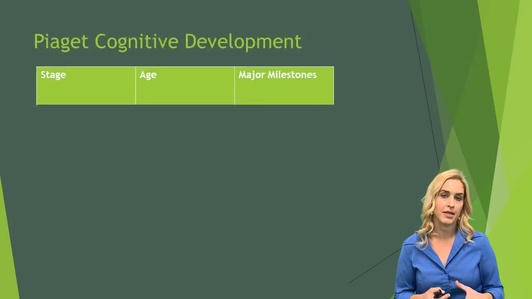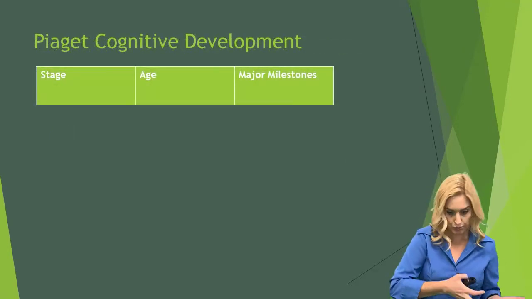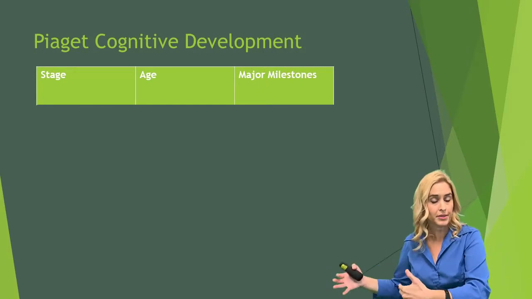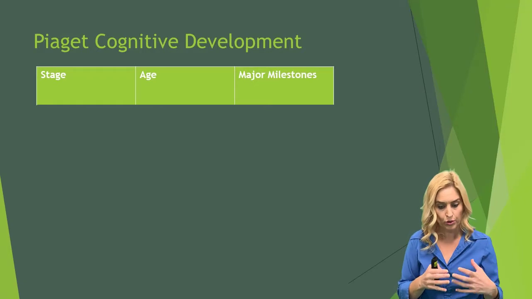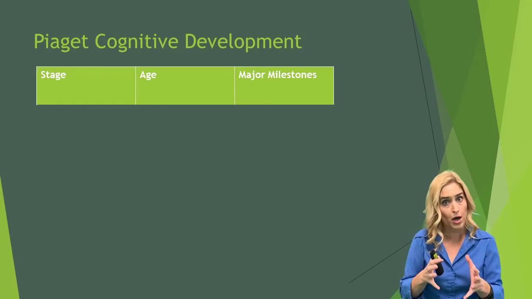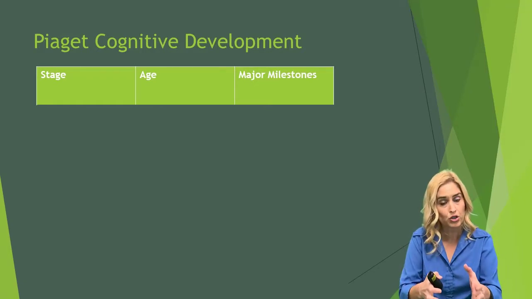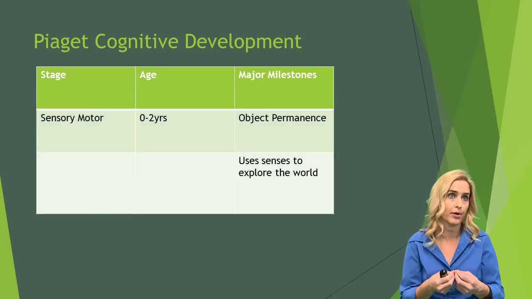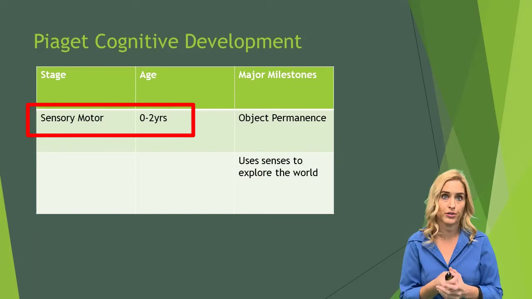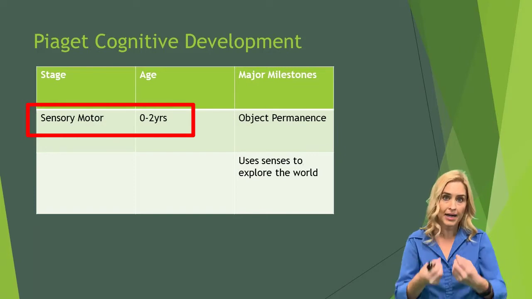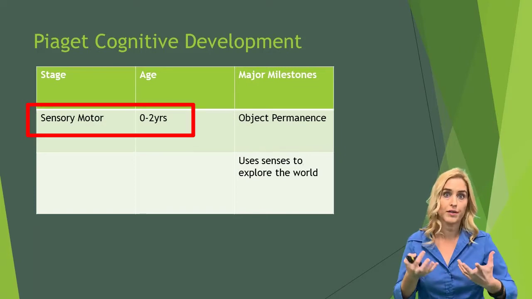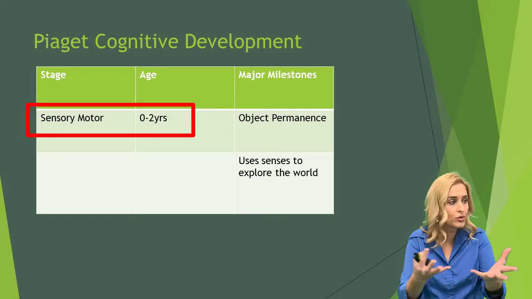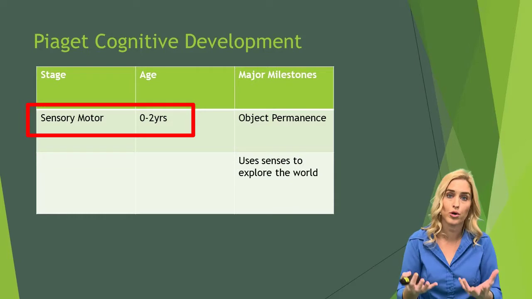Some of the other things that Piaget gave to us in his research is this idea of the stages of development. He was the first individual to take some of the idea of the stage model from Freud and apply it to our cognition. So the first stage is sensorimotor, and this is from 0 to 2 years of age. Some of the major milestones that we have during this period of time are object permanence, and also we use our senses to explore the world around us.